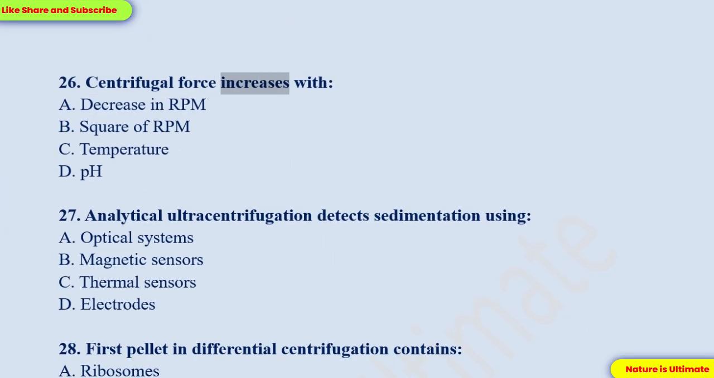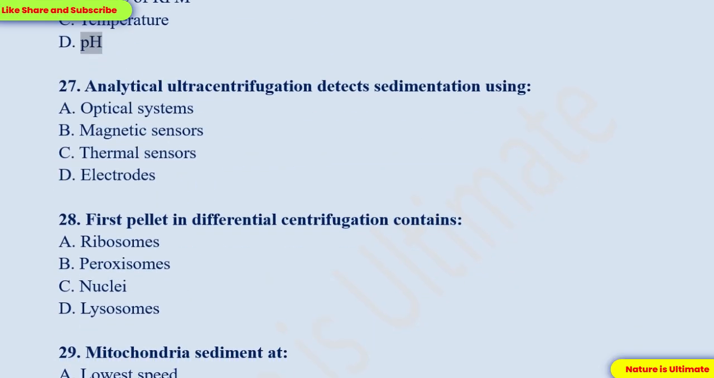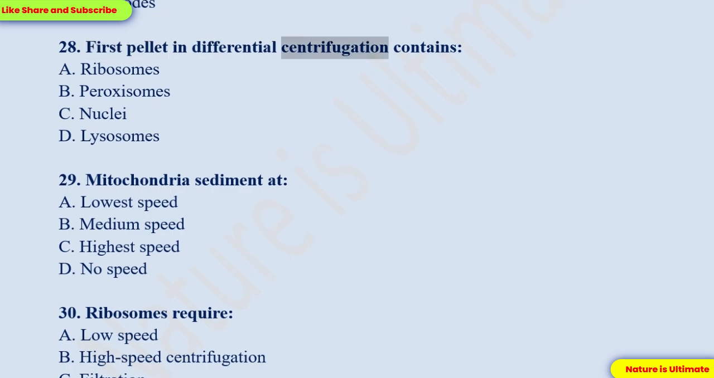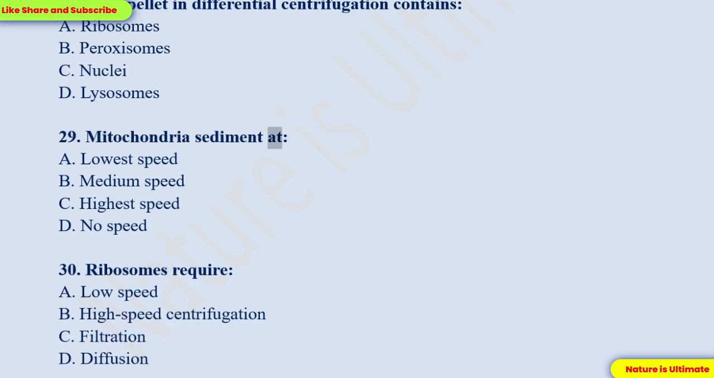26. Centrifugal force increases with A. Decrease in RPM. B. Square of RPM. C. Temperature. D. pH. 27. Analytical ultracentrifugation detects sedimentation using A. Optical systems. B. Magnetic sensors. C. Thermal sensors. D. Electrodes. 28. First pellet in differential centrifugation contains A. Ribosomes. B. Peroxisomes. C. Nuclei. D. Lysosomes. 29. Mitochondria sediment at A. Lowest speed. B. Medium speed. C. Highest speed. D. No speed.